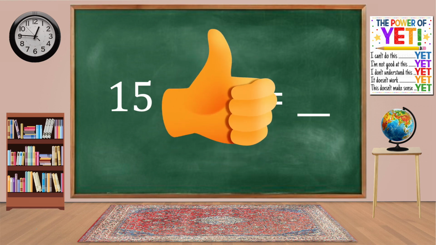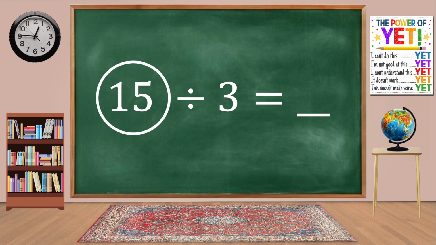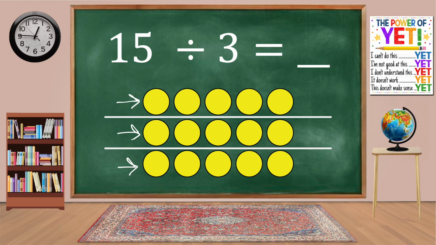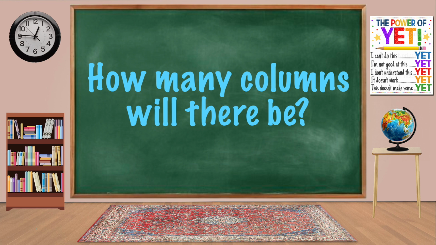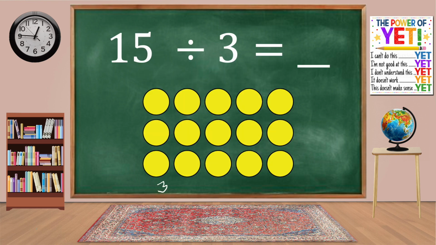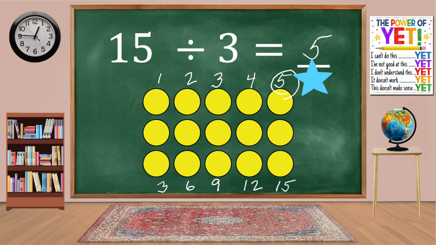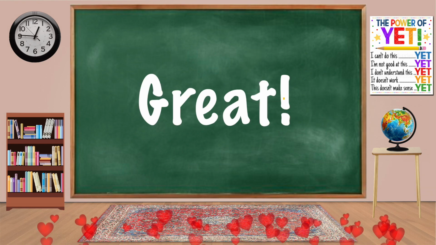A great way to solve a division problem is to use an array. So, we have 15. We're going to separate it into 3 groups, or 3 rows. How many are we going to get in each row? Or, how many columns will there be? Let's try it. We can skip count by 3s till we get to 15. 3, 6, 9, 12, 15. 5 columns. 1, 2, 3, 4, 5. 15 divided into 3 groups gives us 5 in each group. 15 divided by 3 equals 5. That was a great example.